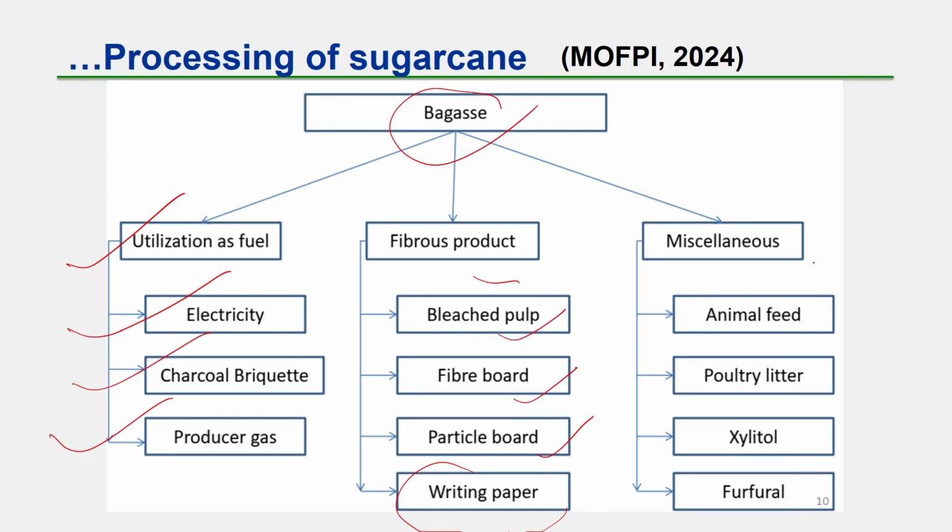And there are miscellaneous uses of bagasse. Fresh bagasse can be used for animal feed, poultry litter, xylitol, and furfural. A number of things can be made from sugarcane bagasse.